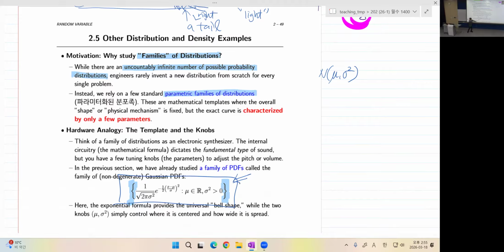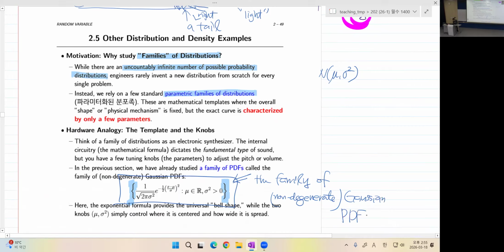Only a few parameters determine their differences. In that case, we call this set a family. This is the family of non-degenerate Gaussian PDFs. Got it? So we can define a family of probability density functions, especially in this case, non-degenerate Gaussian density functions.